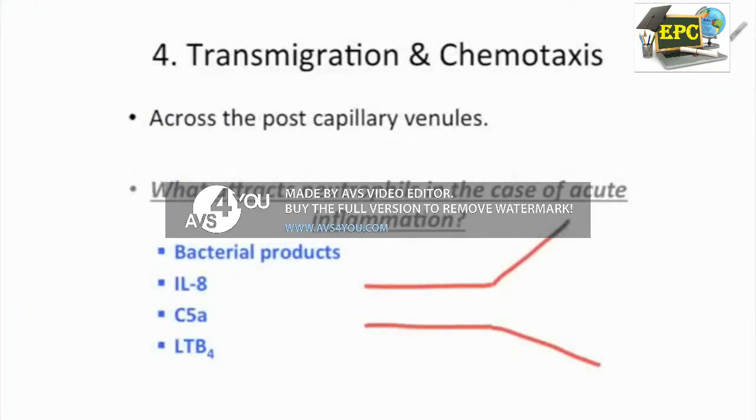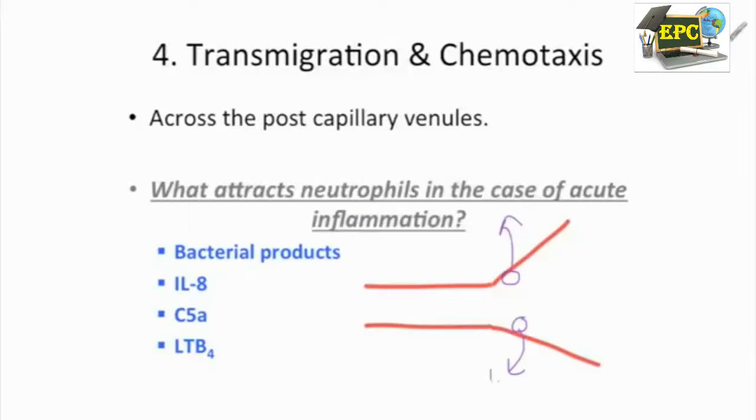Now going to the fourth step, which is transmigration and chemotaxis. It's basically when you want to get the neutrophils out into the interstitial space. When it gets outside, this is the transmigration process. And when you have the trigger, for example, the bacterial products or the microbes, and you want the neutrophils to go there, this is called chemotaxis. They usually go from the post-capillary venules, the same site where the fluid comes out and where you have the increased vascular permeability.